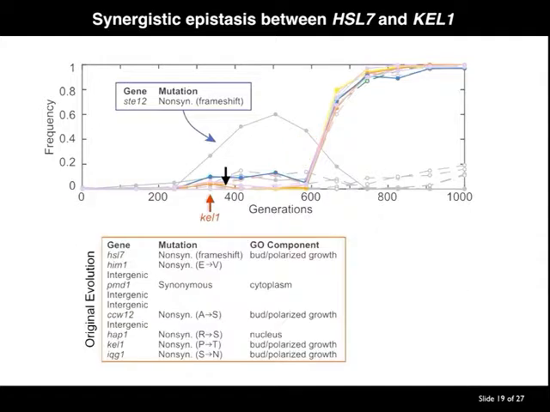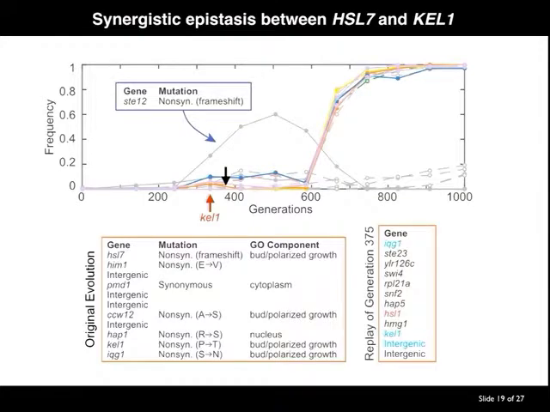So this was the original population, and this was the first replay that we sequenced. Shown in color are ones that were present in the original and also present in the replay. Of course, KEL1, IQG1, and this intergenic. We don't see HSL7, but we actually see HSL1 in this replay experiment now.